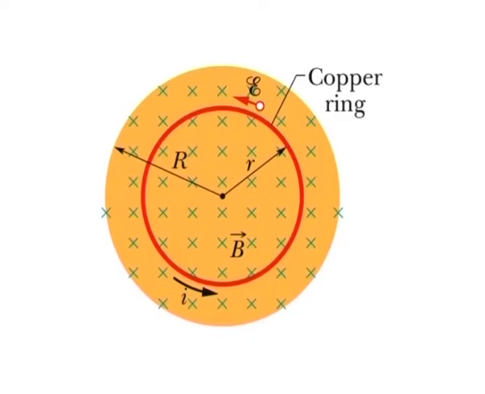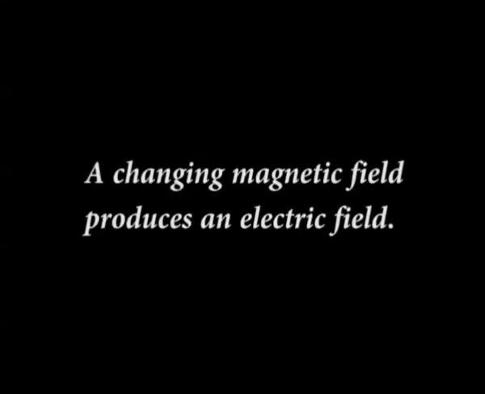By this line of reasoning, we are led to a useful and informative restatement of Faraday's law of induction, that is, a changing magnetic field produces an electric field. The striking feature of this statement is that the electric field is induced even if there is no copper ring. Thus, the electric field would appear even if the changing magnetic field were in a vacuum.